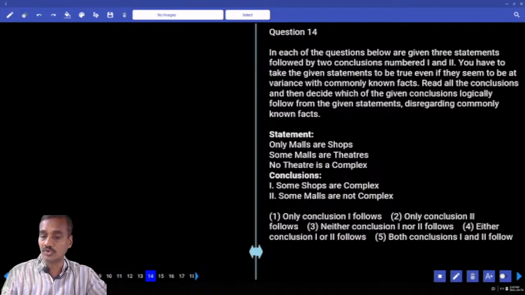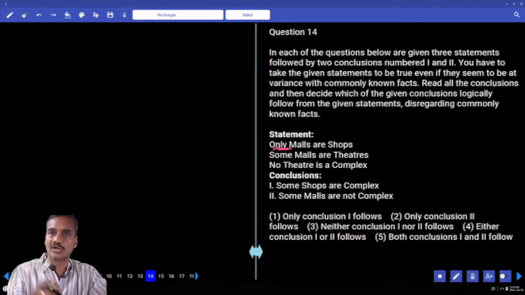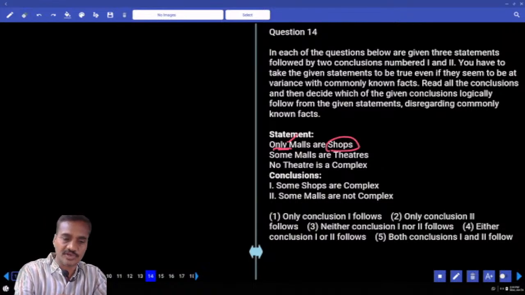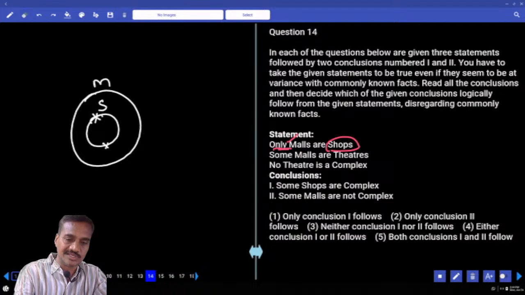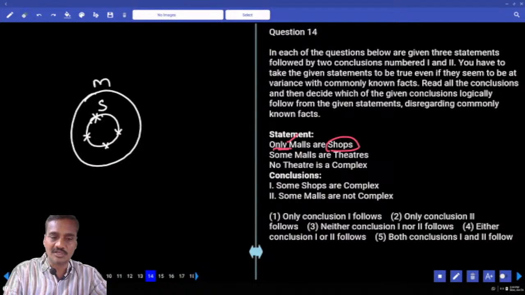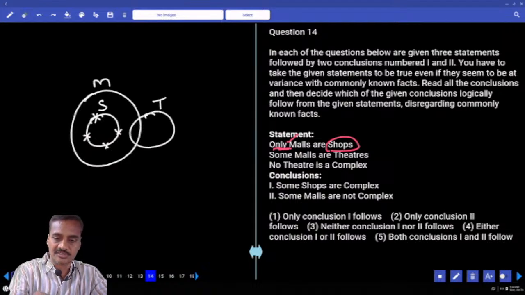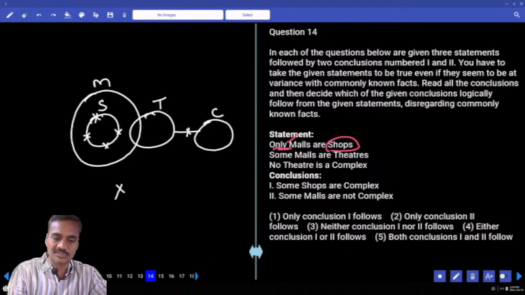Now in this 14, only malls. Only, meaning and, that means only A's or B's means all B's belong only to A's. And these shops belong only to malls. Now all these shops belong only to malls, and shops do not belong to anything else. And some malls are theatres. And no theatre is a complex, no intersection between theatre and complex. Some shops are complex, that is false. Some malls are not complex, that is also true.